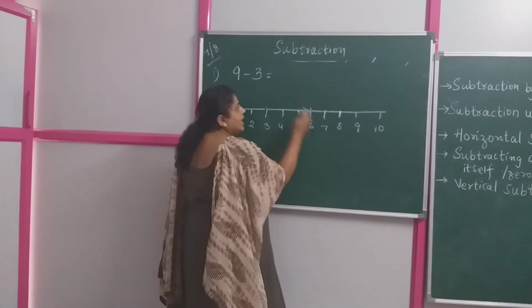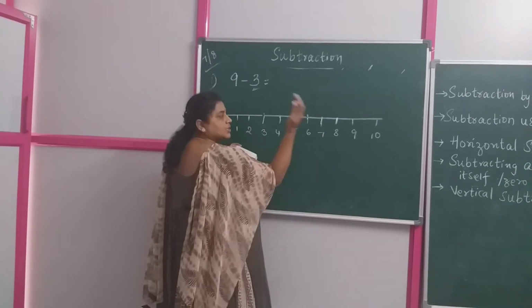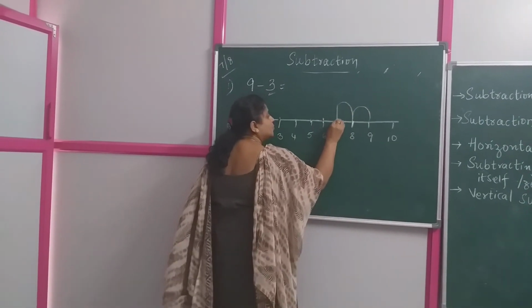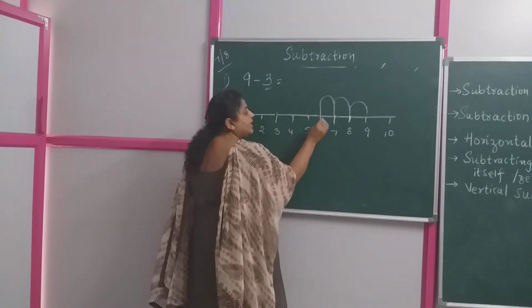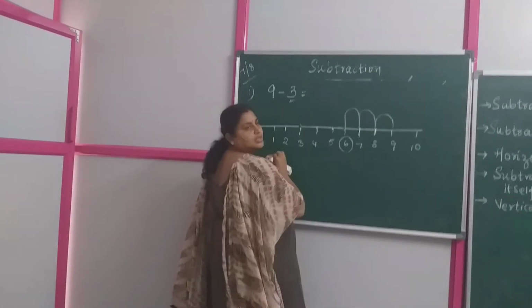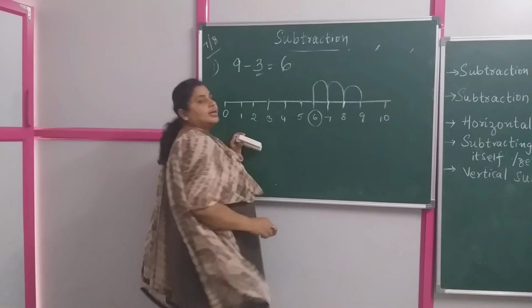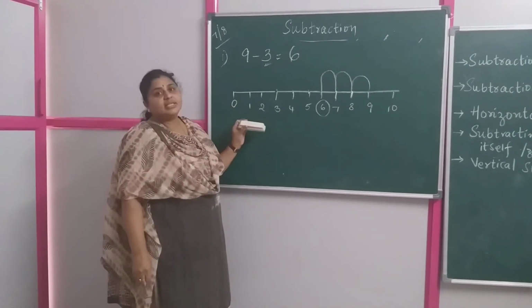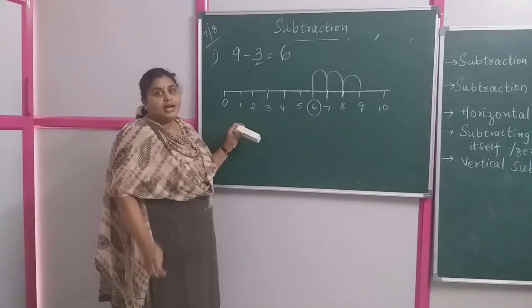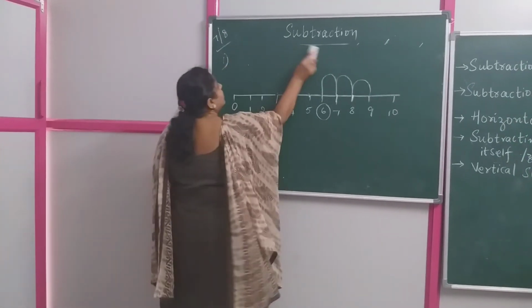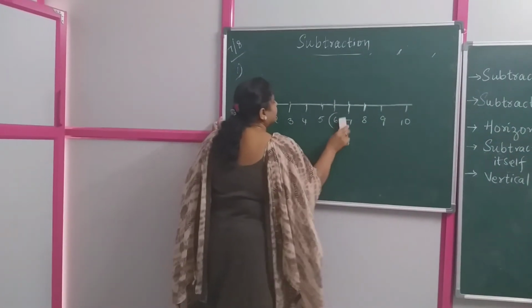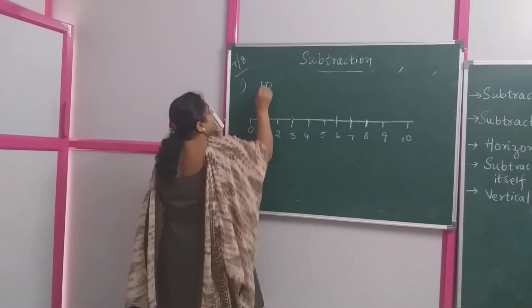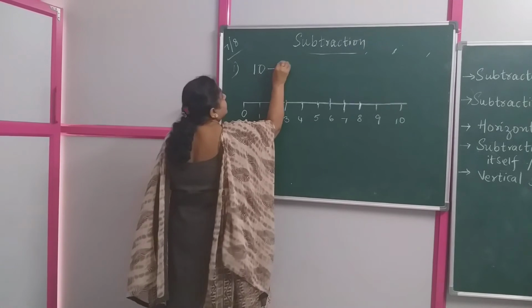From 9, I have to take 3 steps backward. Now listen. 1, 2, 3. Where did I stop? 6. That is your answer. So this is how you subtract numbers using the number line. Let us do the last problem. The last example I am teaching you, children. Listen carefully. Now let us subtract 10 minus 7.